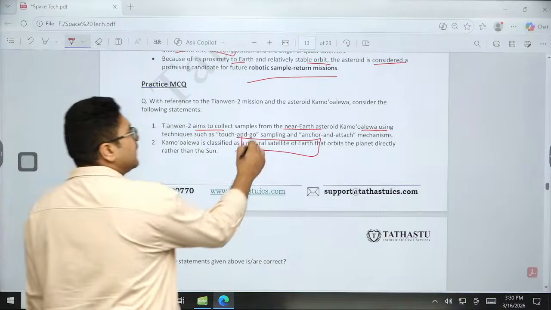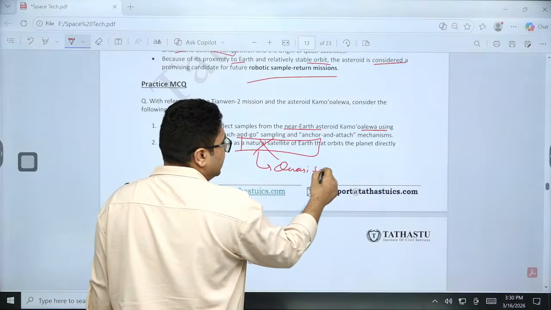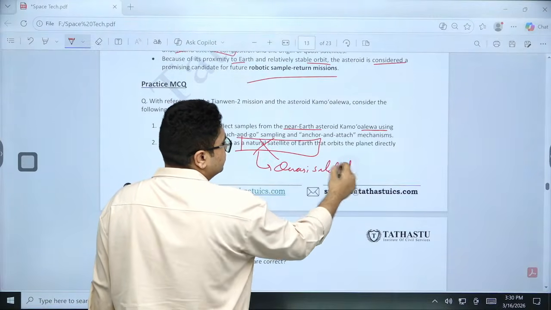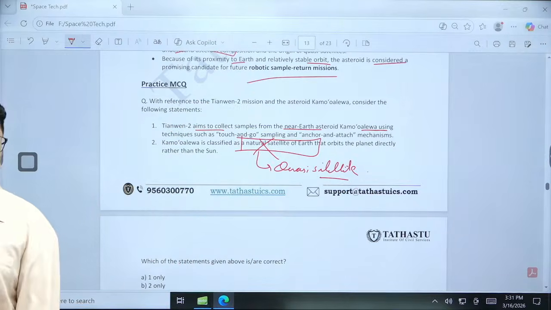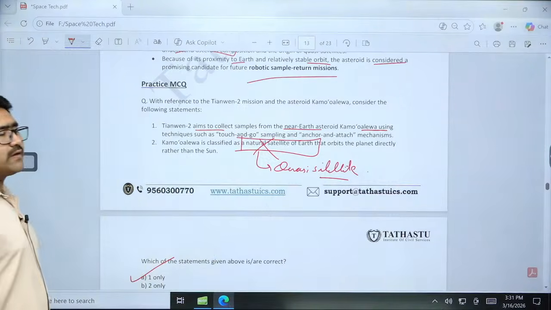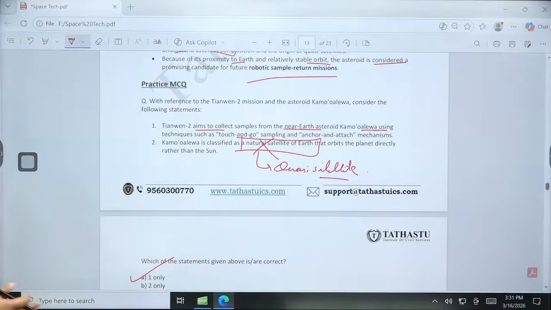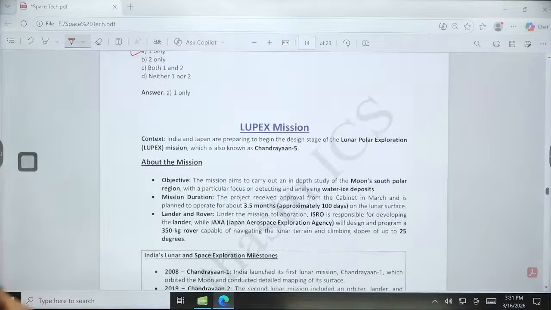So natural satellite is the wrong statement. It is considered a quasi-satellite. So the second statement is wrong, the first statement is right. Therefore, A, only one, is the right answer.